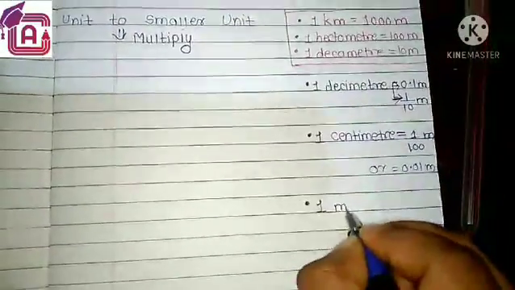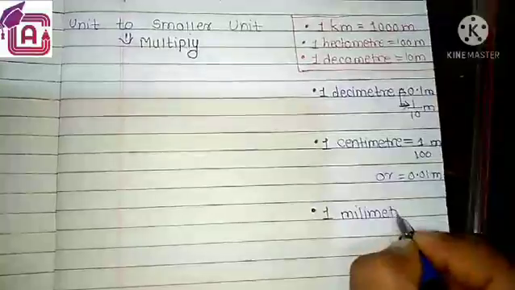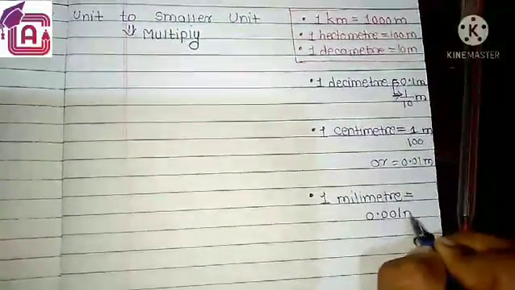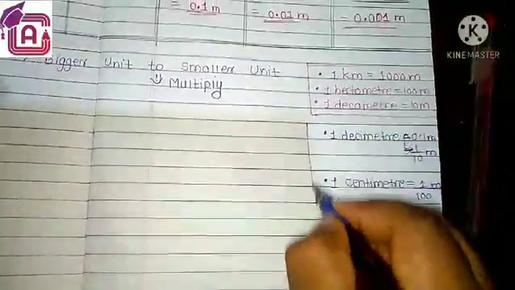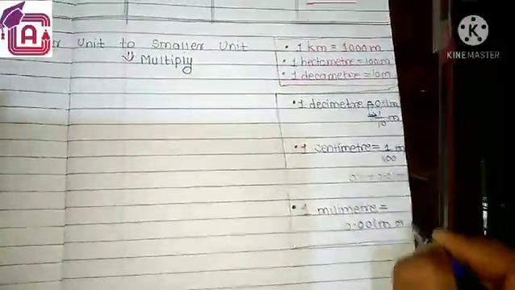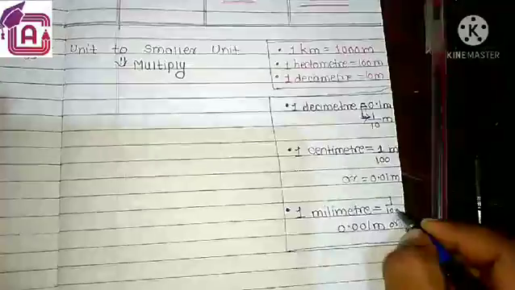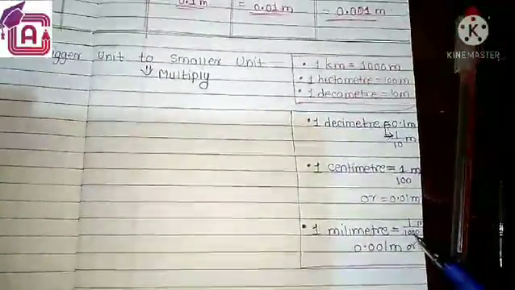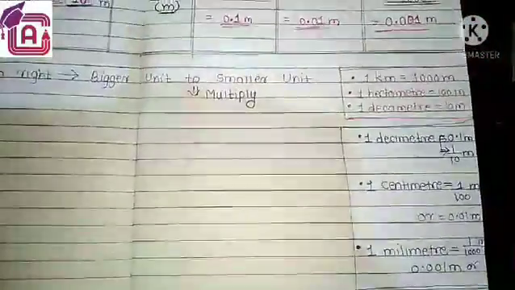So 1 millimeter is equal to 0.001 meter. On the right side of the meter, we have to perform the division operation, or you can write this as 1 upon 1000 meter. So in this way, look at 10, 100, 1000. These are also multiples of 10 at each step, but at the denominator side, that is division.